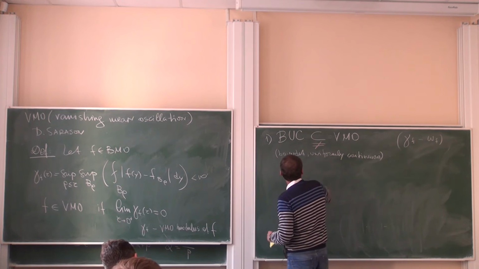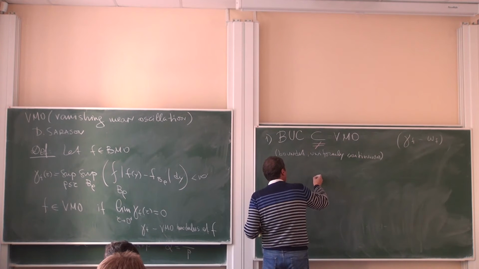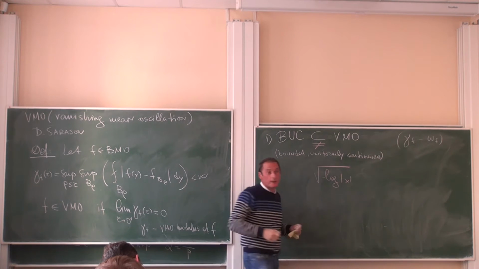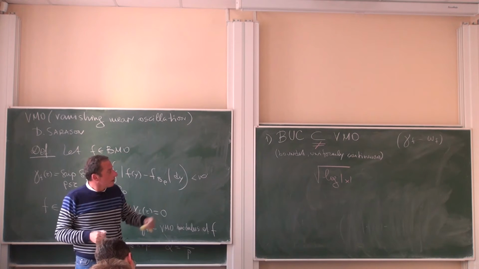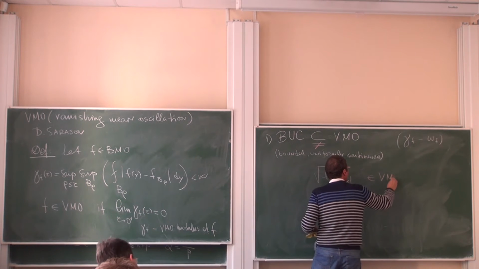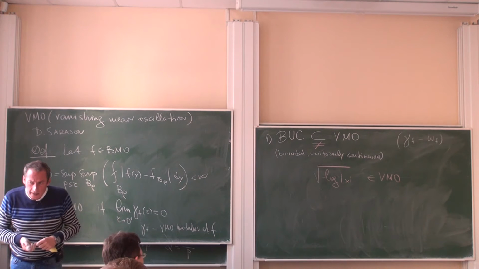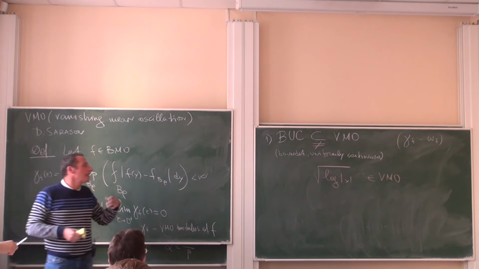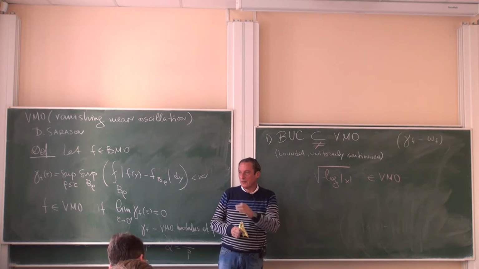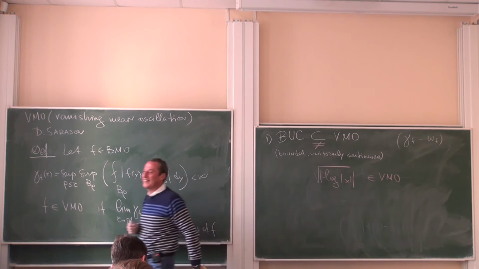What is interesting is that this inclusion is proper, and in order to see this, it's sufficient to consider, for example, this function, square root of logarithm of modulus of x. It is, of course, a discontinuous function, but by direct calculations you can see that it stays in VMO. Sorry, you mean at infinity? No, what happens at infinity is not interesting. It is interesting what happens at the origin. Then the logarithm is negative, and what does the square root mean? Well, excuse me. All right.